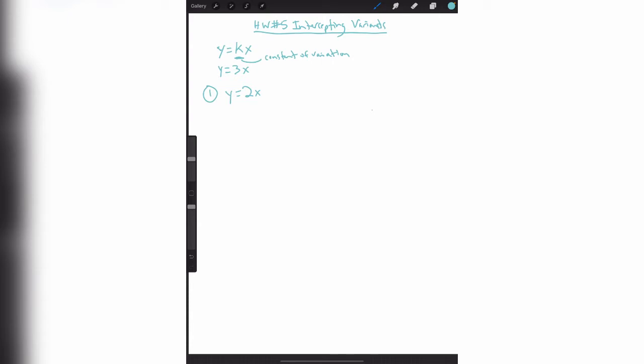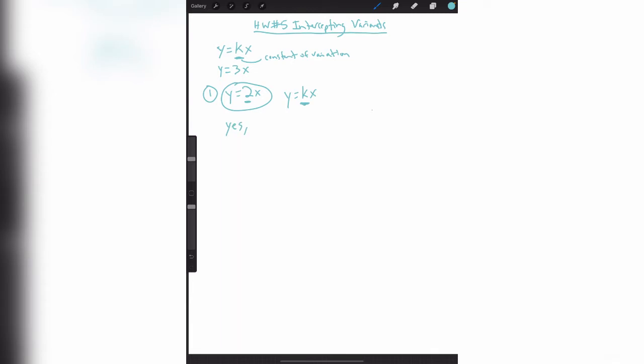I like to break things down. Determine whether y varies directly with x. The way you can tell is that if this equation looks a lot like this, where you have a y equals, you have a constant of variation, and then you have x. In this case, you do. You have y equals 2x. So determine whether y varies directly with x. You can say yes, it does.